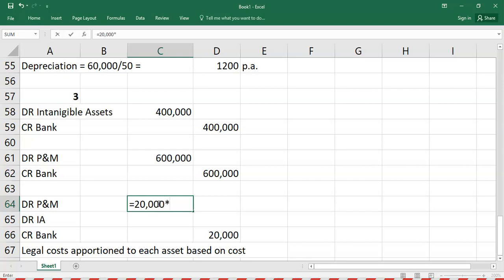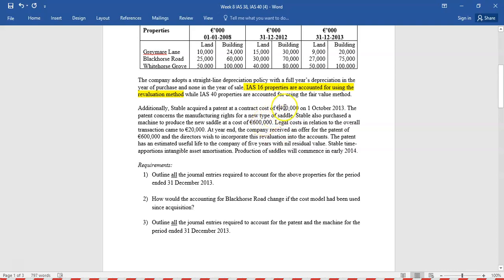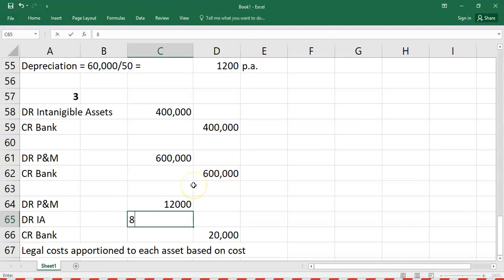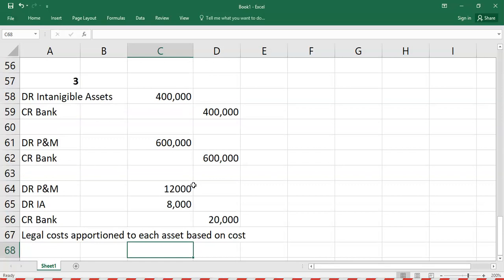times plant and machinery was costing 600 divided by 1,000,000, which is 12. Now where's that coming from? We're saying both them together are 1,000,000, but the machine is worth 60%, so it should get 60% of the legal costs. The patent was costing 400,000, 40%, so it should get 40% of the legal costs. Now that was a tricky one, but you can't really just say the 20,000 is attributable to one or the other. So it's reasonable to allocate then the fees based on the portion of cost each of them represent.